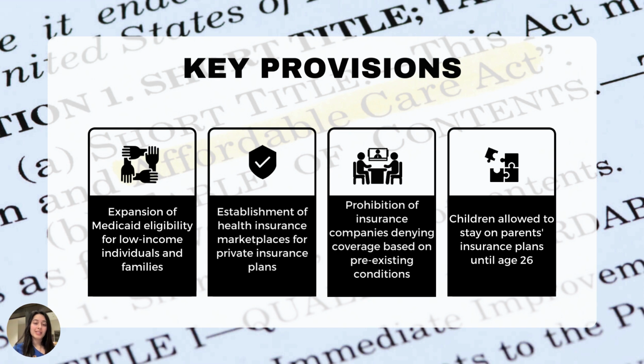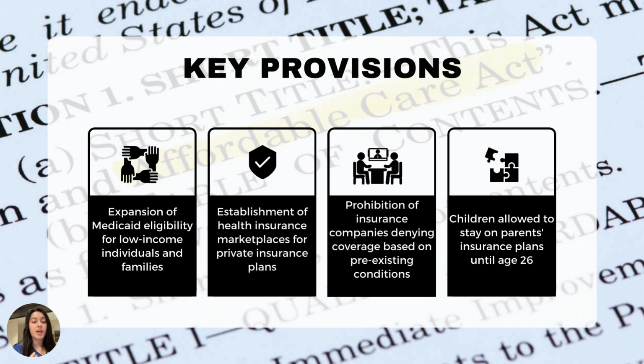So, with that, some of the key provisions of the ACA included the expansion of Medicaid eligibility for low income individuals and families because they were the ones that needed this the most and were basically in a position where they were having to choose between putting food on the table and getting the health care that they so deservedly needed. Another key provision was the establishment of health insurance marketplaces for private insurance plans, and this was completely new. None of these provisions existed before the ACA, and now they all became law.